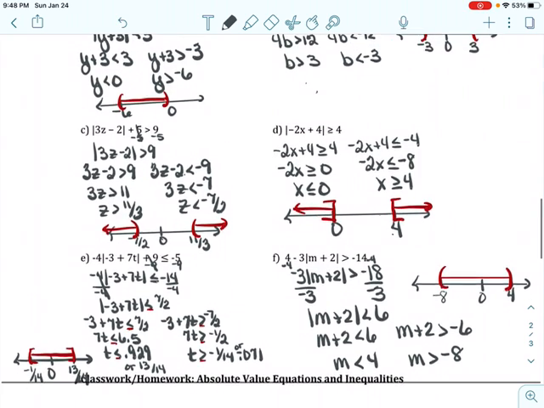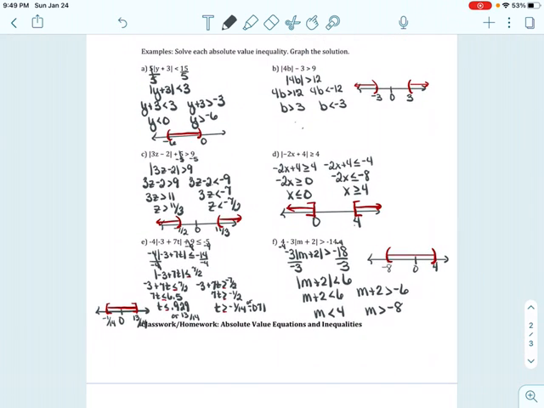All right, so hopefully this helped us with our concept of absolute value and absolute value inequalities. We will be doing some more when we meet.